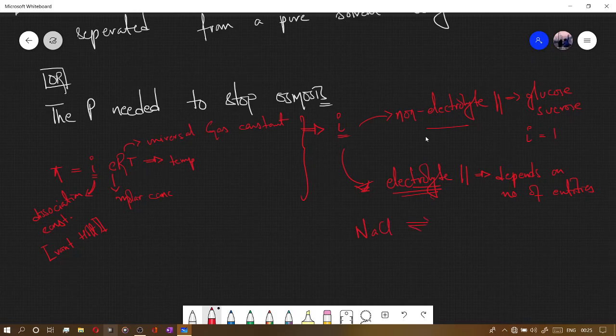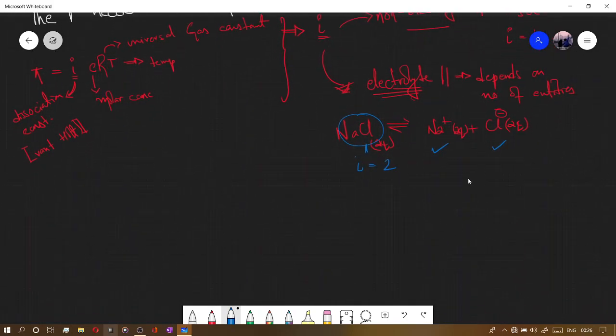Alright, so suppose I take NaCl. If I drop it in an aqueous solution, what will it dissociate into? How many entities did it break into? Well, here's a 1 and here's another. So the value of i for NaCl is 2. Yes, it is that simple. Don't let anyone fool you.